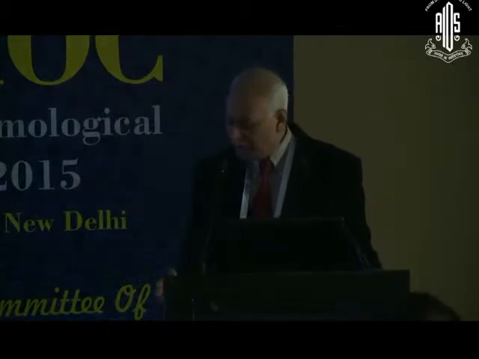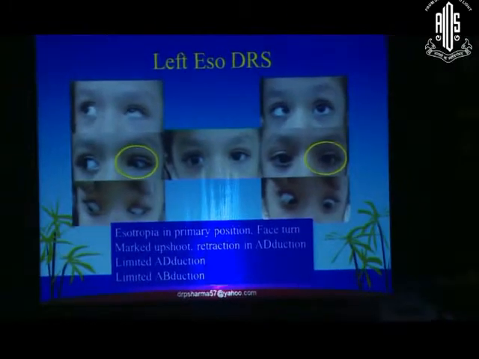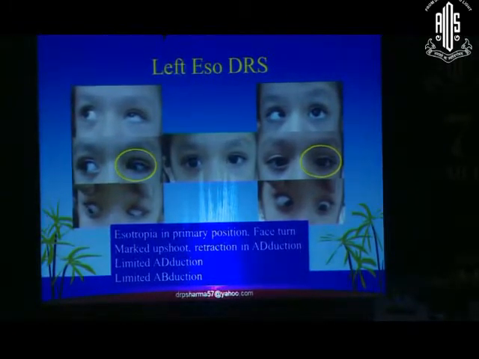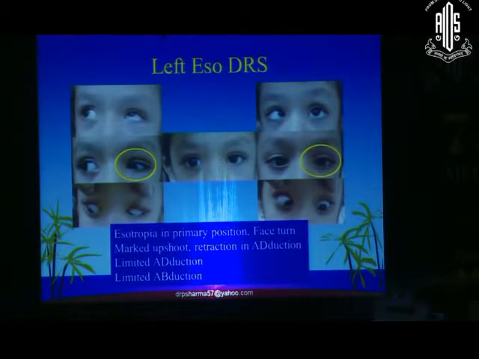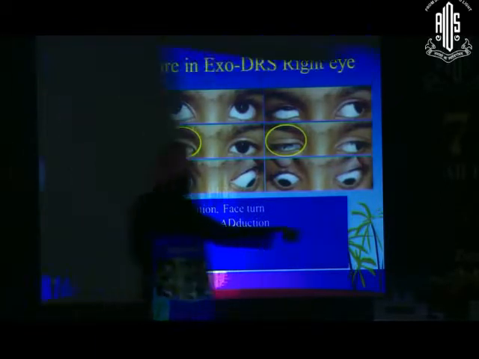As you all must have seen cases of DRS, they present to us in the form of having a limitation of abduction and also having a marked retraction on attempted adduction with a marked upshoot, as you'll see here. Where is the pointer, sir? And a downshoot, as you'll see on attempted adduction. So this is a case of an EXO-DRS. Similarly, in EXO-DRS cases, in this right eye, you have, thank you, Divya.